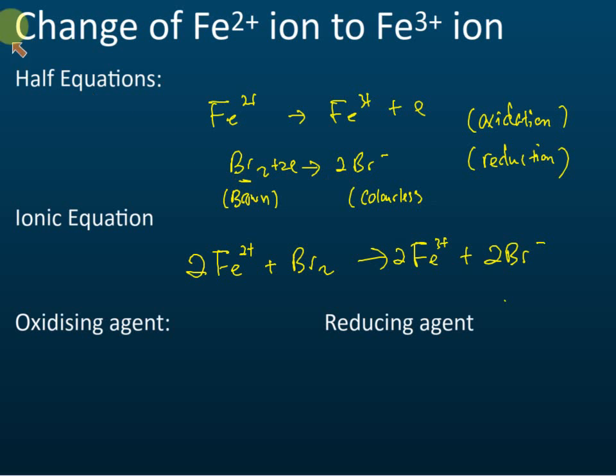Reduction and oxidation together are called a redox reaction. Now, after we identify the oxidation and reduction reactions, which one is the oxidizing agent? Bromine or iron 2 ions? Bromine, because it undergoes reduction. It undergoes reduction, so it is the oxidizing agent. So bromine is the oxidizing agent, and iron 2 ion is the reducing agent.